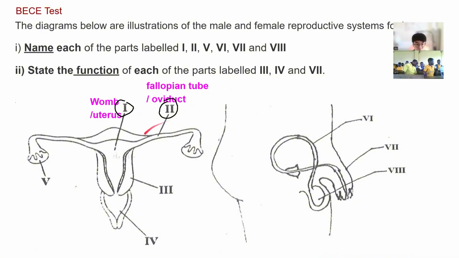Now let's look at number 5. What is this part called? Oh, yes, great job. That's called the ovary. Number 5. And let's look at number 6 next over here. Now if this is the male reproductive system, what is this part called?